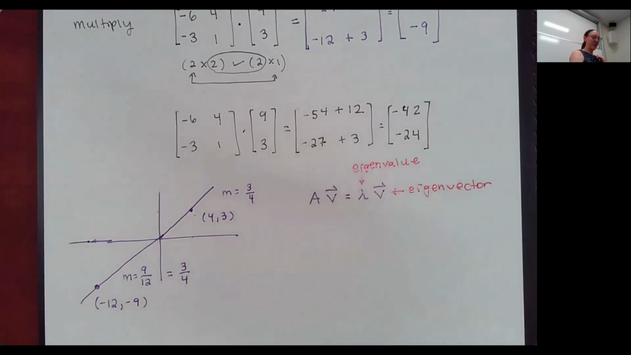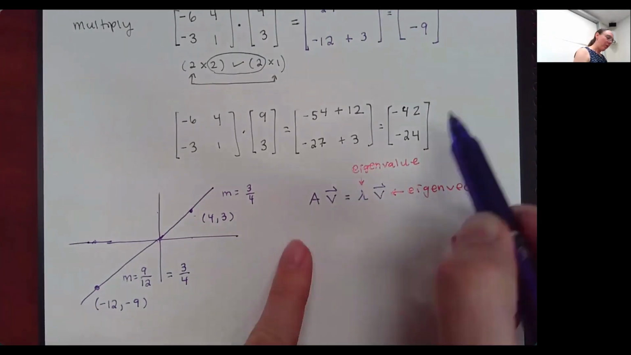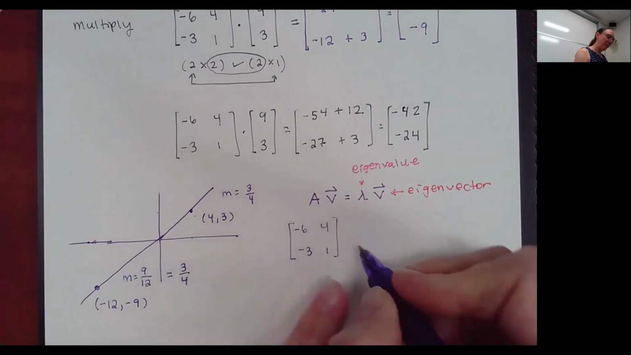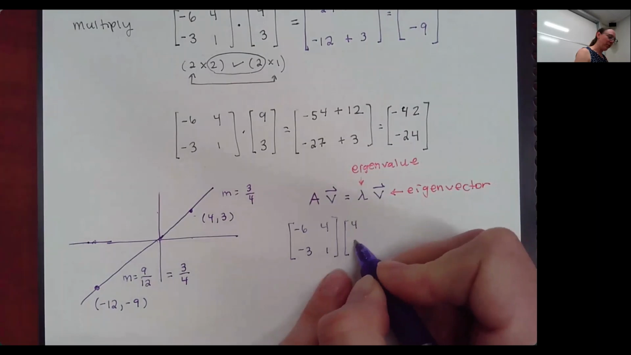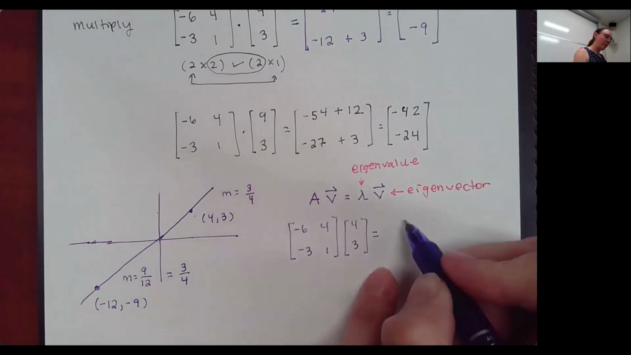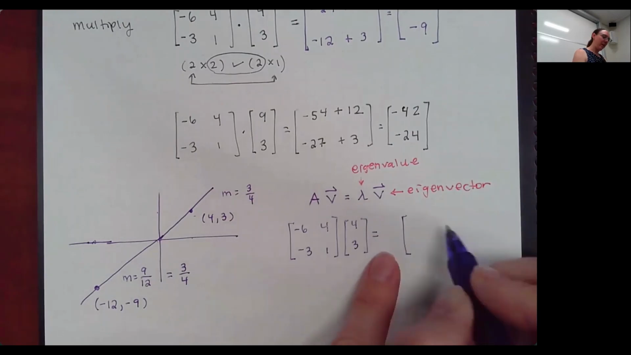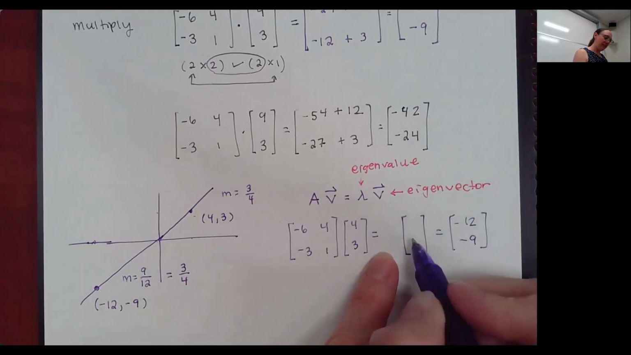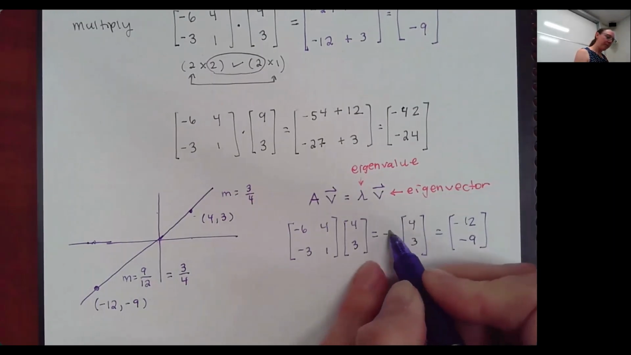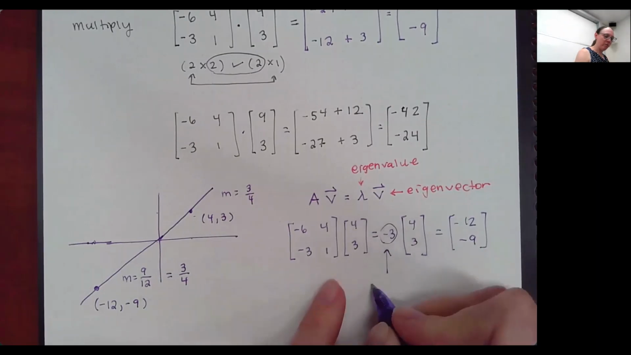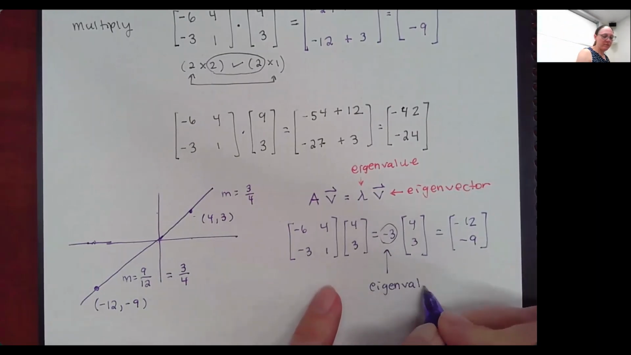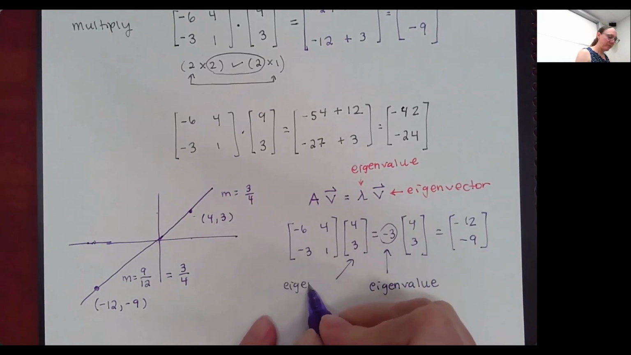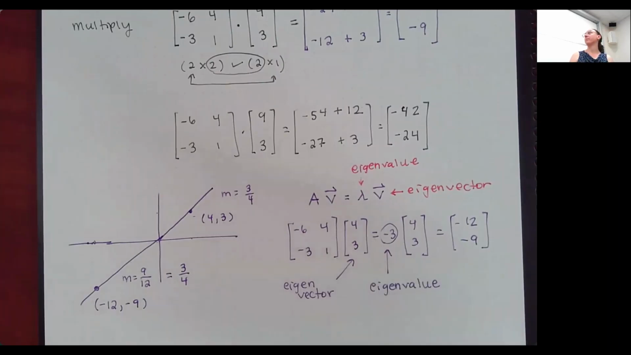So for the example that I just did, our matrix was -6, 4, -3, 1. We multiplied by that eigenvector 4, 3. What was the scalar if we ended up with the vector -12, -9? So this would be my eigenvalue. And the associated eigenvector is 4, 3.